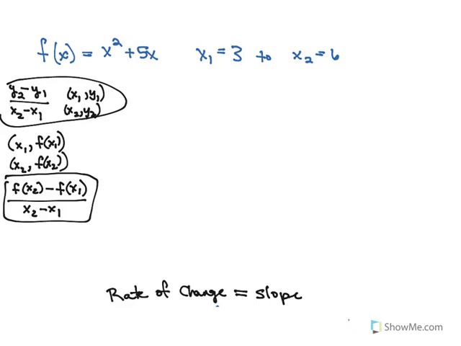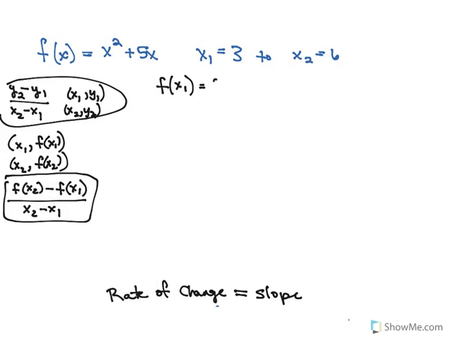We are going to be given the function, as you see here, f of x is equal to x squared plus 5x, and we are going to be given the x values, x1 equals 3, x2 equals 6. So they are providing us the interval of x that we are looking at to identify the rate of change. We must find the y components ourselves first, and then plug those values into the formula in order to identify what the rate of change is going to be. So first we need to identify our function values. So we're going to look for f of x1.